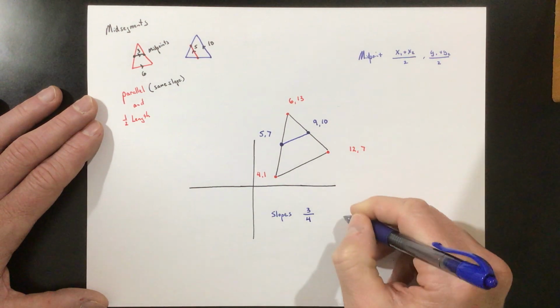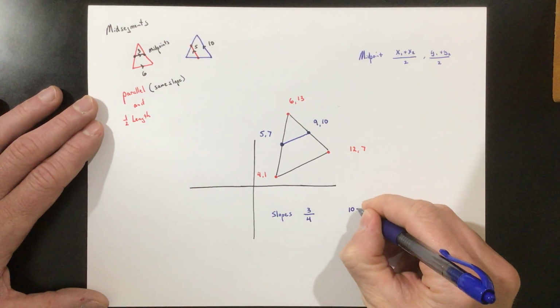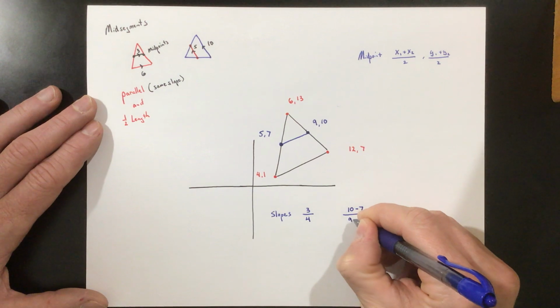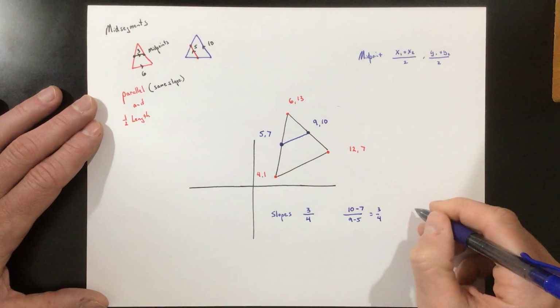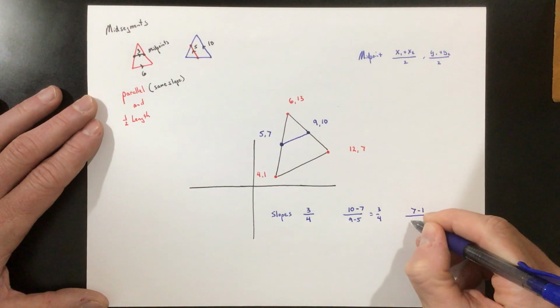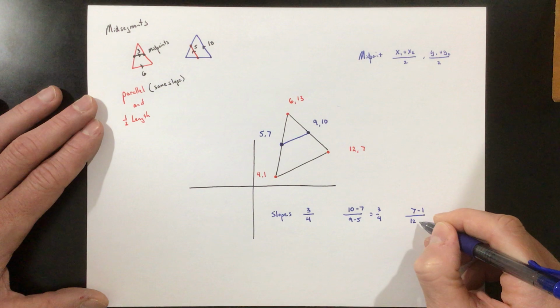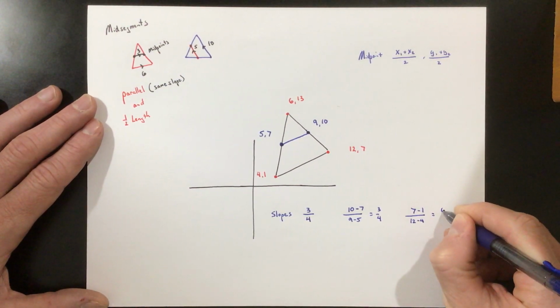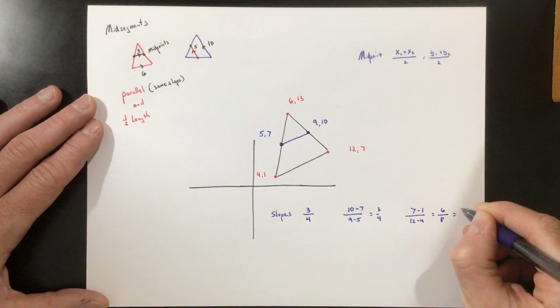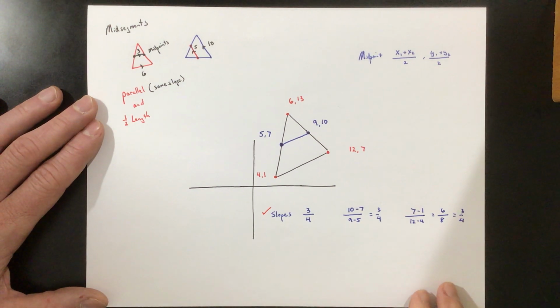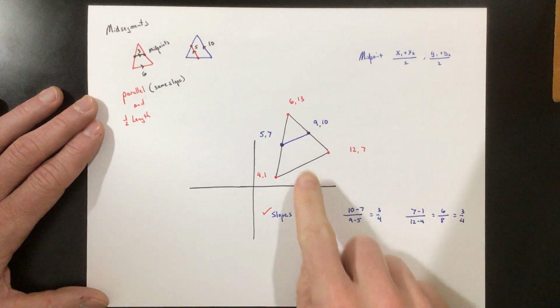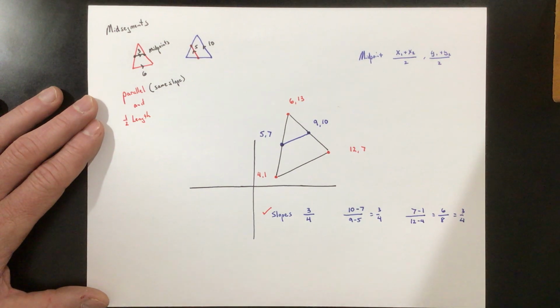Okay, and if you really went through and did it and showed that, it'd be 10 minus 7 over 9 minus 5. And again, that's 3/4. If I did this one, it'd be 7 minus 1 over 12 minus 4. 6/8, which is 3/4. And you're like, boom, both slopes are in fact 3/4, which I just showed you the midsegment is in fact parallel to that side. Now let's show you that their lengths are the same. Okay, so to find lengths, I'm going to do the Pythagorean theorem.